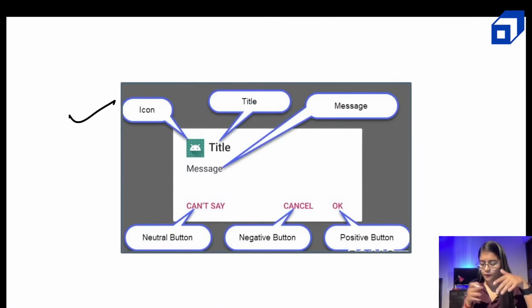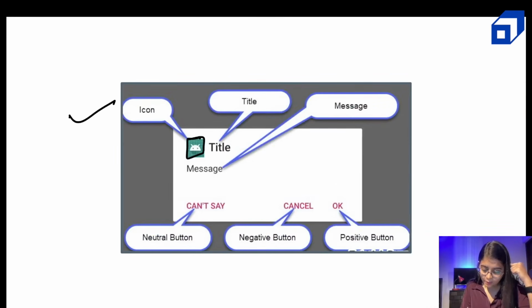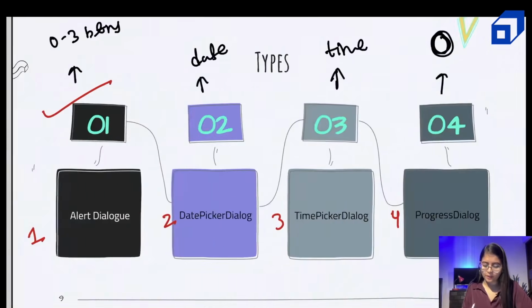And this is a rough figure of all the components which are there in the dialog boxes. This is the icon of the dialog box, this is the title, and you have the message. This is called the neutral button, this is called the negative button, and this is the positive button. If you are saying, are you sure you want to exit the app? Sometimes when you press back, application developers show this sort of pop-up, are you sure you want to exit? So you have some buttons like yes, no. That's where the positive button, negative button, and neutral button come into the picture.